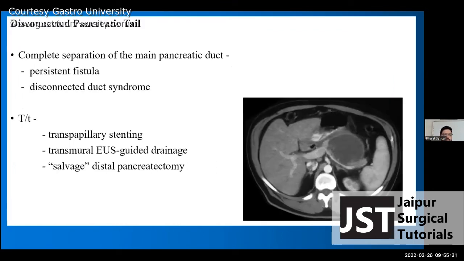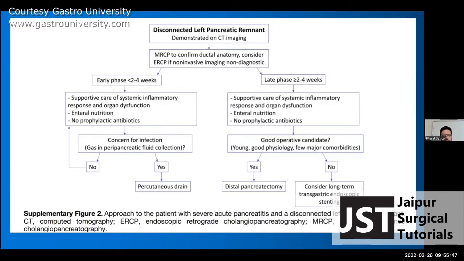The other complication to be kept in mind is disconnected pancreatic tail syndrome, in which there is complete separation of the MPD. The treatment is usually either transpapillary stenting, a transmural EUS-guided drainage of the collection, and often a salvage distal pancreatectomy. If the disconnected left pancreatic remnant is detected in the early phase, which is within 2 to 4 weeks, there is evidence to give supportive care of systemic inflammatory response, enteral nutrition, and if there is concern for infection, then a PCD with antibiotics can be started. If it is in the late phase, that is more than 2 to 4 weeks, again with supportive treatment.